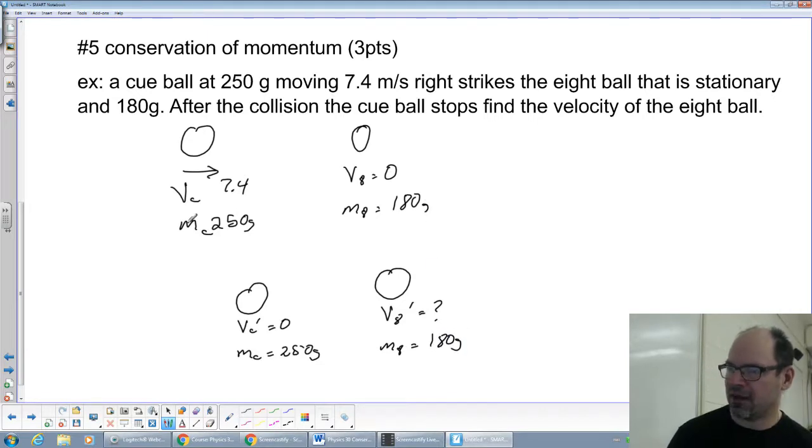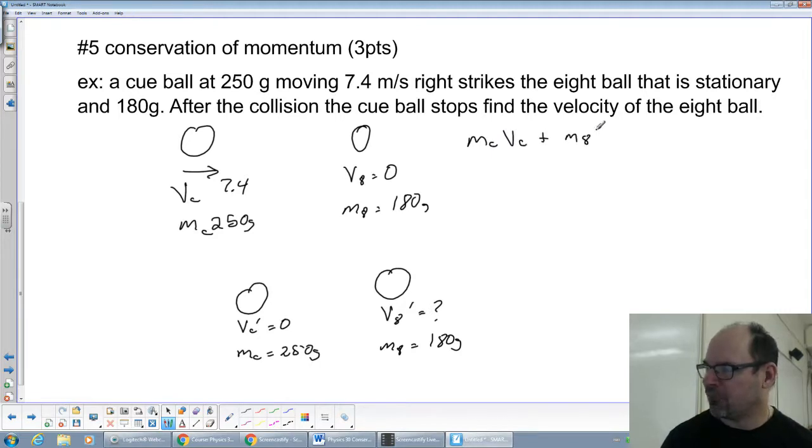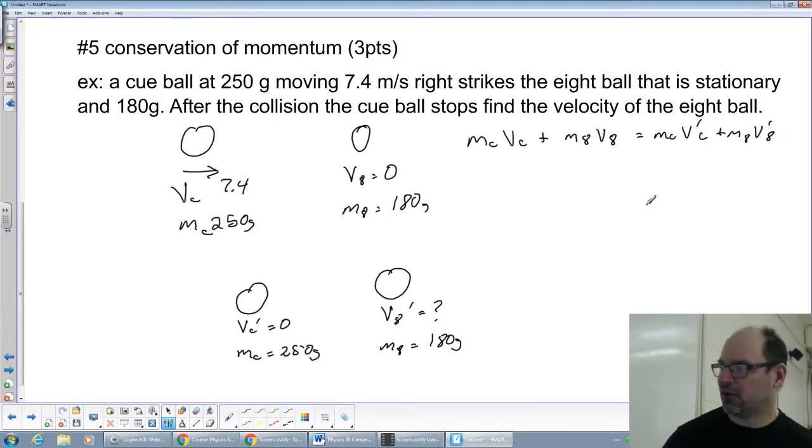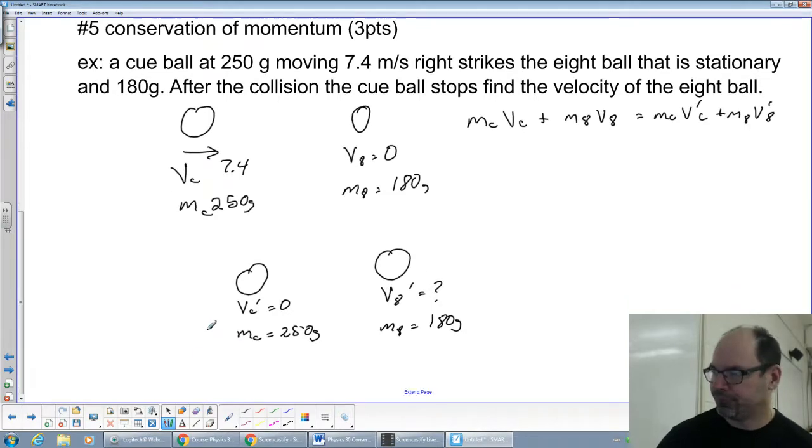So we have to take the total momentum here and equate it to the total momentum here. The momentum is the mass of the cue ball times the velocity of the cue ball plus the mass of the 8 ball times the velocity of the 8 ball, and that's going to equal the mass of the cue ball times the velocity prime of the cue ball plus the mass of the 8 ball times the velocity prime of the 8 ball. So that's our conservation of momentum.